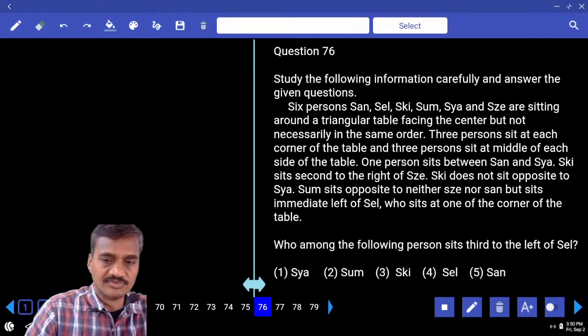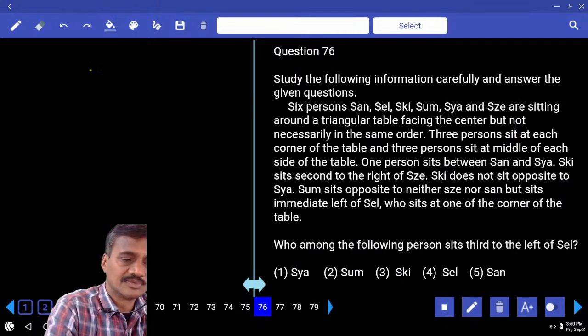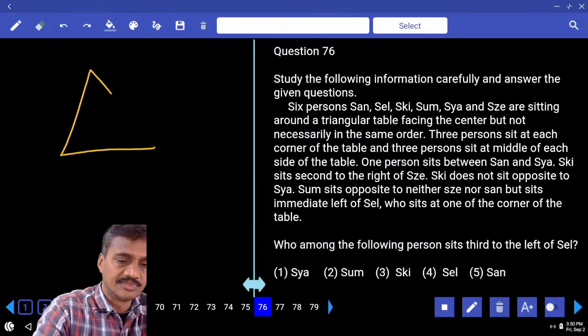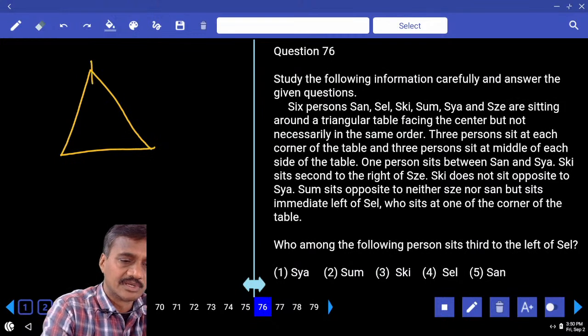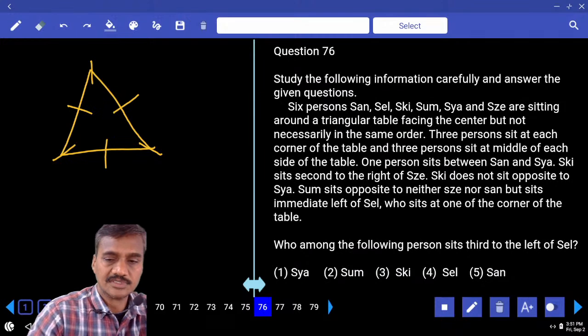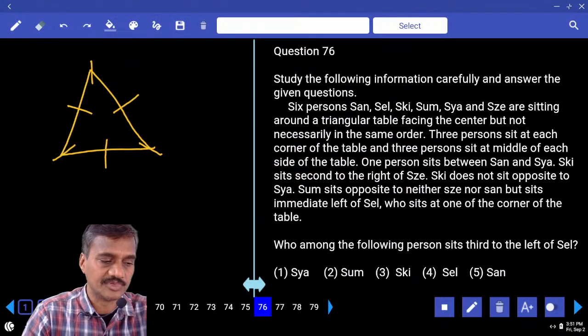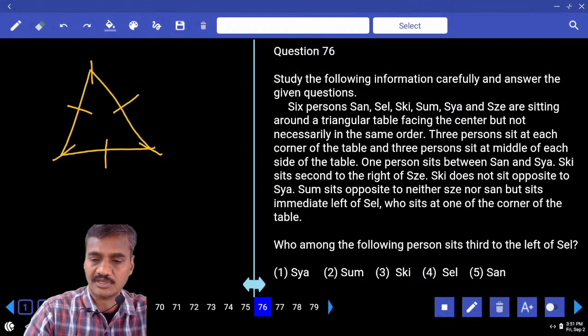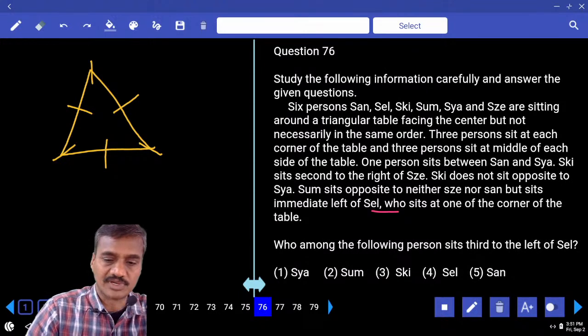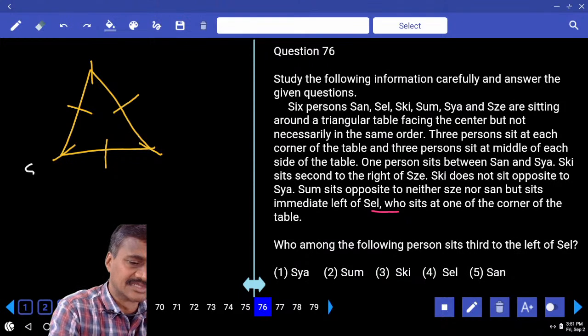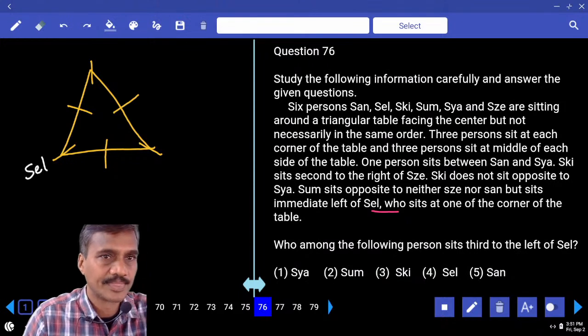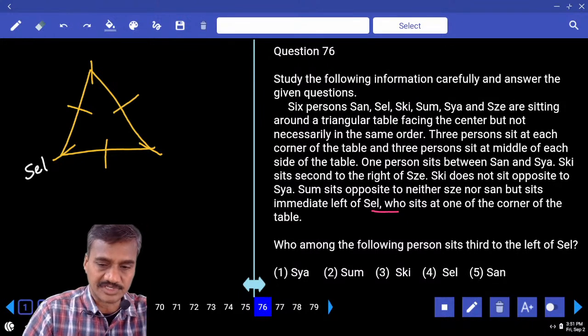Then from 76 onwards, there are six persons. And who are those six persons? They are seated around a triangular table, 3 at the corners and 3 at the centers. Now the first information regards Cell, who sits at one of the corners of the table. Hence I am taking Cell at this place. Cell is at a corner of the table.